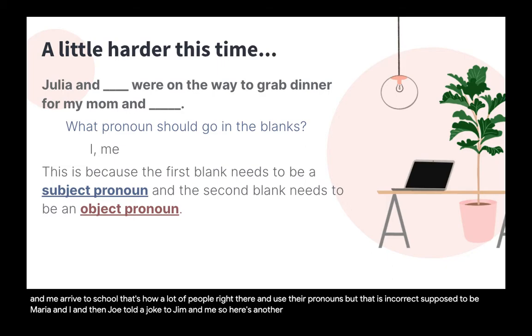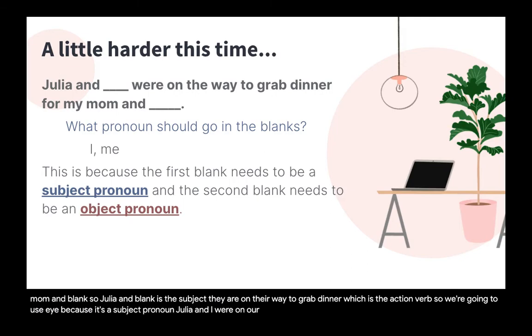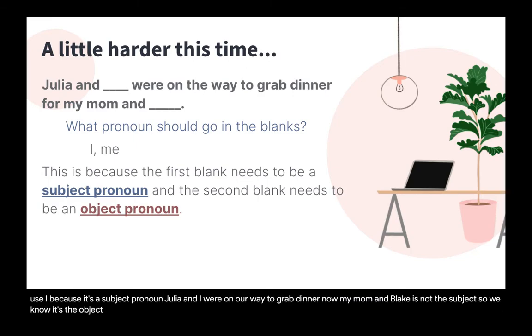So, here's another one. Julia and blank were on the way to grab dinner for my mom and blank. So Julia and blank is the subject. They are on their way to grab dinner, which is the action verb. So we're going to use I because it's a subject pronoun. Julia and I were on our way to grab dinner. Now, my mom and blank is not the subject, so we know it's the object. And so, in this case, it would be me. So the whole sentence would be Julia and I were on our way to grab dinner for my mom and me.